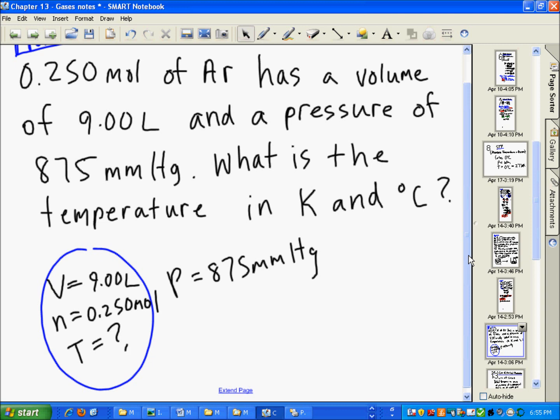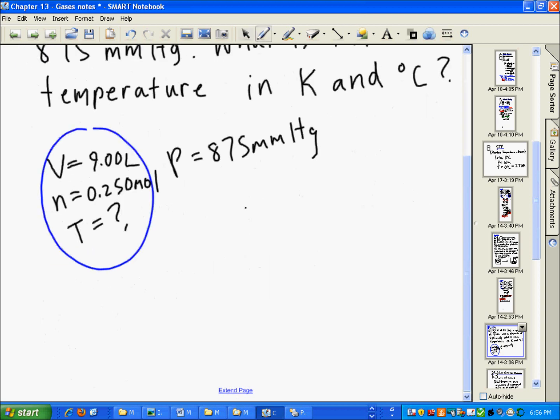So I've summarized all the information, made a little balloon with all our information in it. We have a volume of 9.00 liters. Our moles is 0.250. Temperature we don't know, and the pressure is 875 millimeters of mercury. And again, we don't have changing conditions, so because we don't have changing conditions, we have to use PV equals nRT.